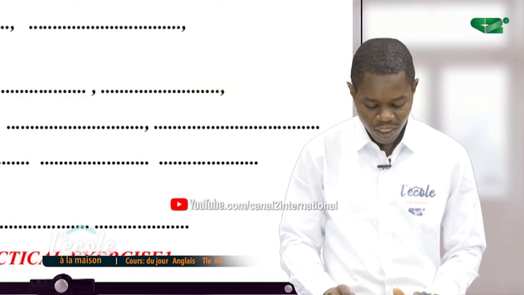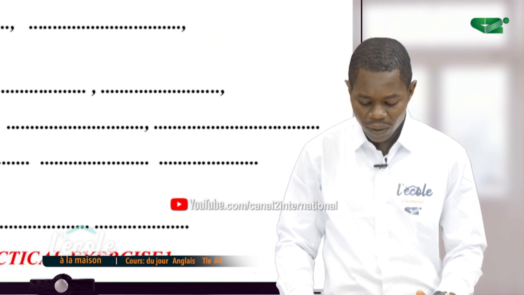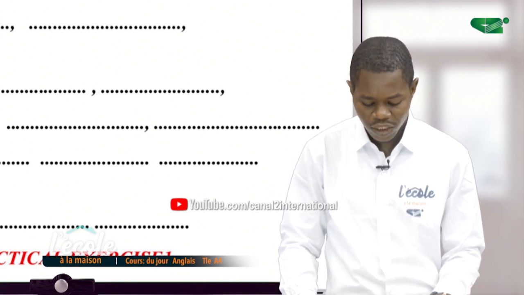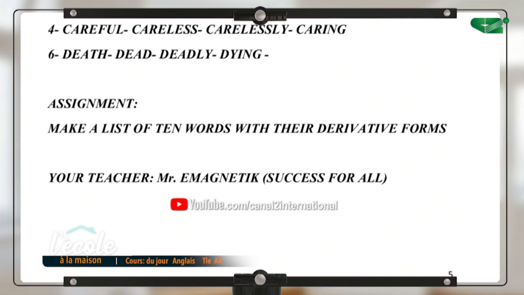Now we have an assignment for you to close this session. Make a list of 10 words with the derivative forms. That is, you identify 10 words, and then, just as we did for the third practical exercise, you give the different forms that can follow.